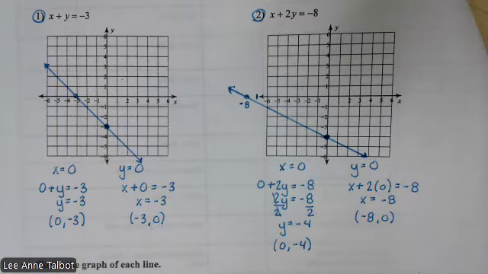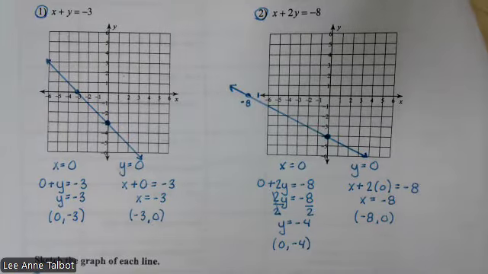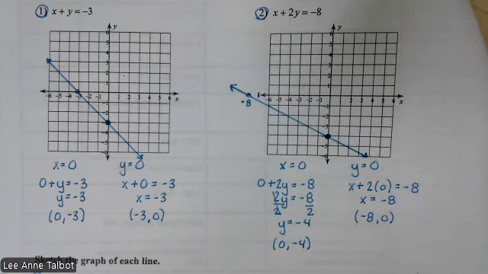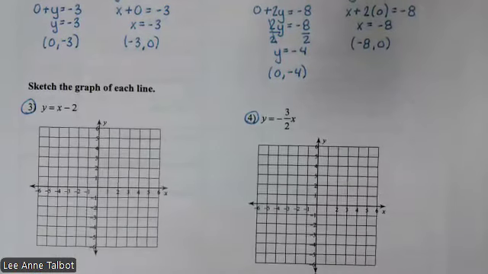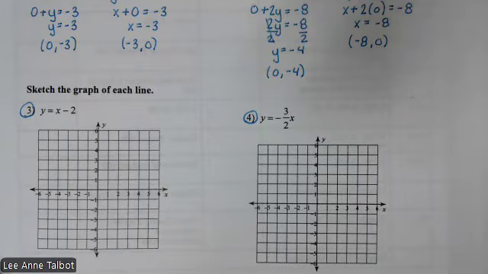Okay, anyone have any questions about the first two before we move on? Find x and y intercepts, sketch the line. This was on your chapter 2 test, and it's also on your chapter 3 test. So just want to keep this topic fresh. Okay, now we're going to do number 3 and 4, which are just graphing lines. So scooch down to those.